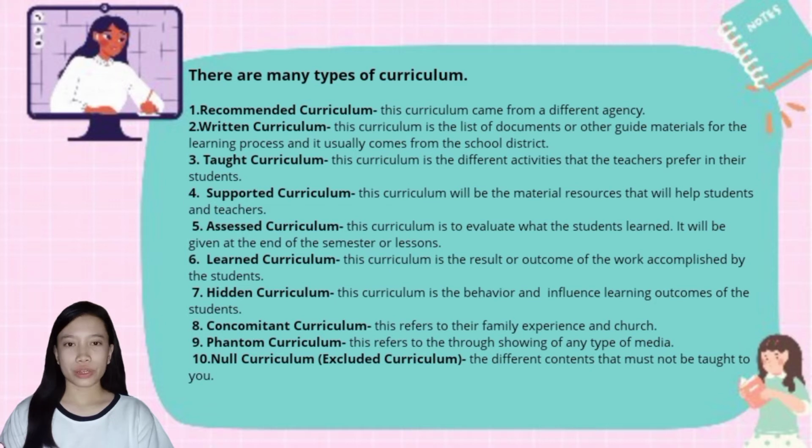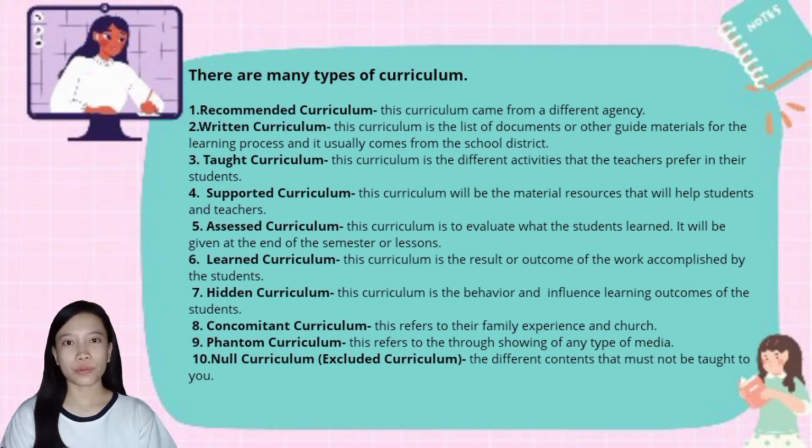3. Taught curriculum. This curriculum is the different activities that the teachers prefer for their students. 4. Supported curriculum. This curriculum is the materials and resources that will help students and teachers. 5. Assessed curriculum. This curriculum is to evaluate what the student learned. It will be given at the end of the semester or lesson. 6. Learned curriculum. This curriculum is the result or outcome of the work accomplished by the students.